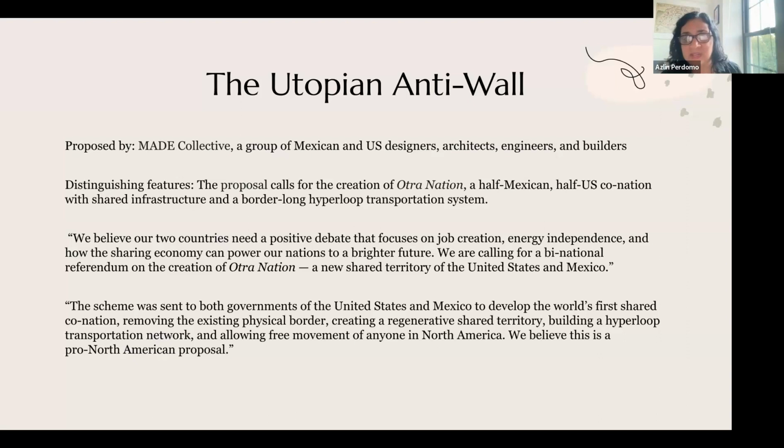The idea was to develop the world's first shared co-nation, removing the existing physical border and creating a regenerative shared territory, building a hyperloop transportation network, and allowing free movement of anyone in North America. So it is a very utopian idea, but it is interesting just to see the visuals.